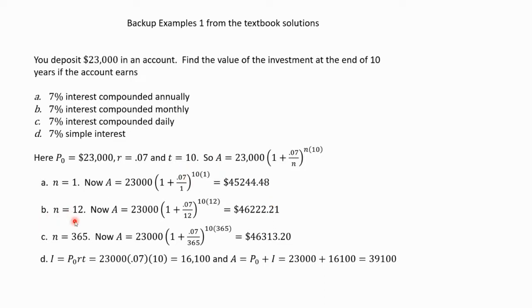Here, we have N is 12, so we have $23,000, again that's our P0. 1 plus, in this case, N is 12. It's compounded monthly. So 0.07 over 12 raised to the 10 times 12. Again, we're just using our formula, and that gives us this.